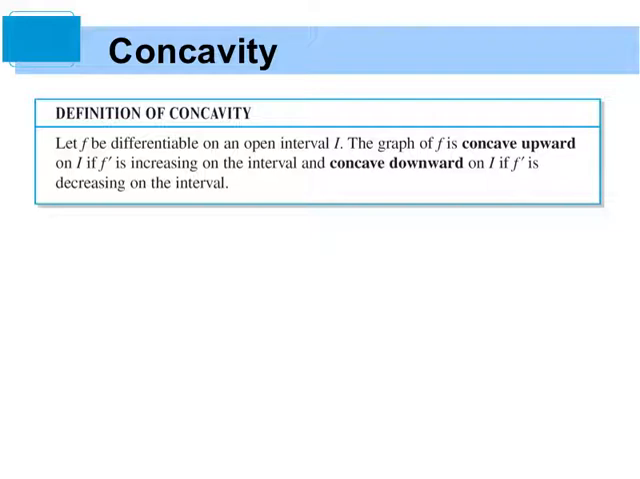Okay, so f is differentiable, meaning we can take the derivative on an open interval. Okay, so we're not including the endpoints. It's concave up on the interval if f prime is increasing. So we're going to start with a discussion of how concavity relates to f prime, but eventually we're going to get to the second derivative, and that's a little bit easier.